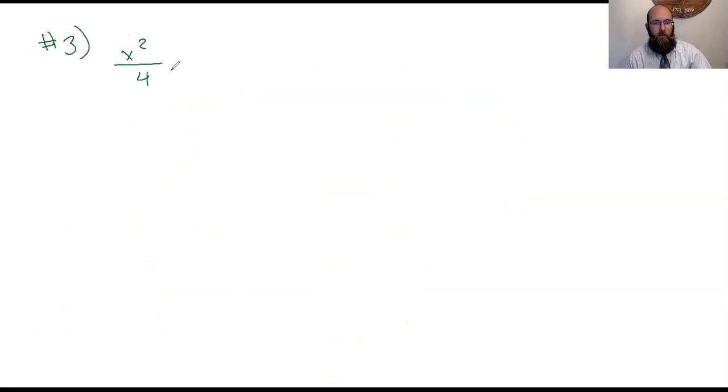x squared over 4 minus y squared over 4 equals 1. Okay. First thing I know, I'm adding 0 to both my x's and my y's, right? So that means my center is at the origin. Like I told you, most of them are going to be in this case. I'm just going to do a little c there.